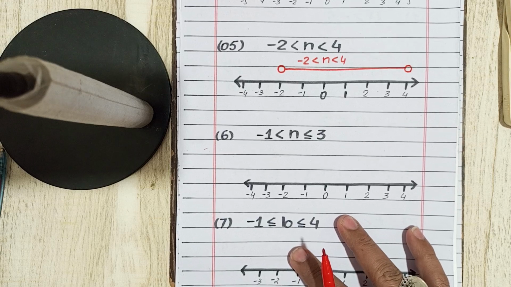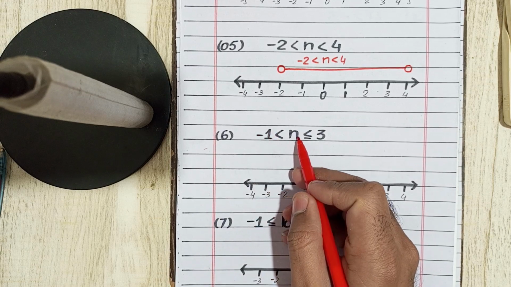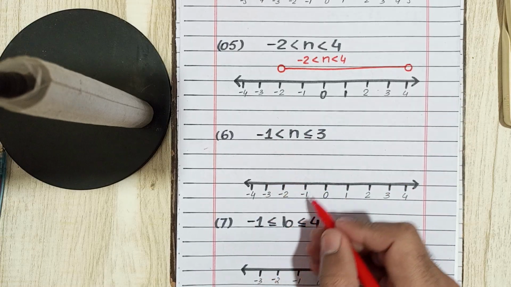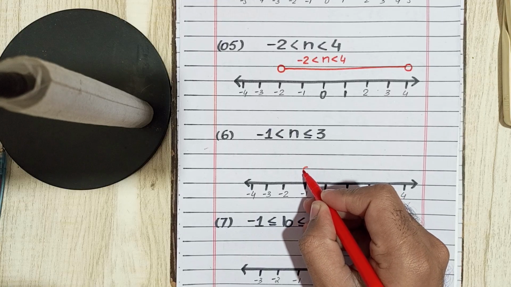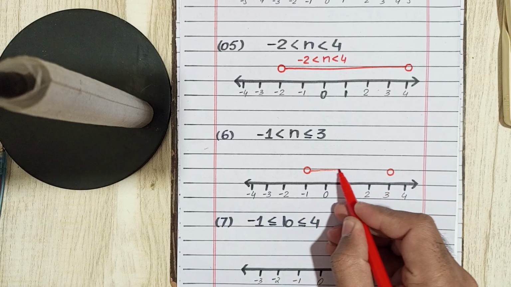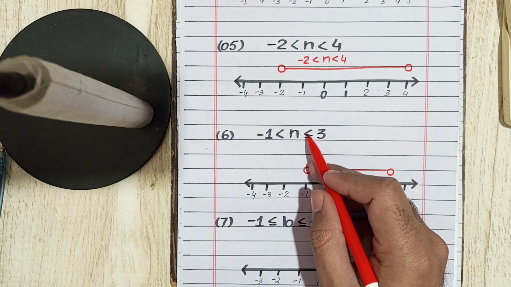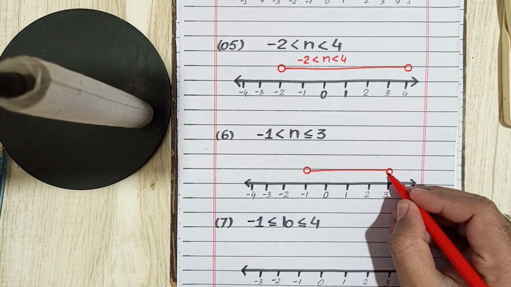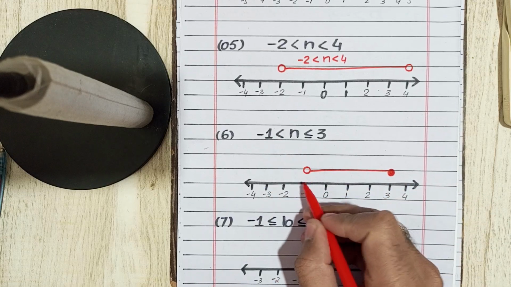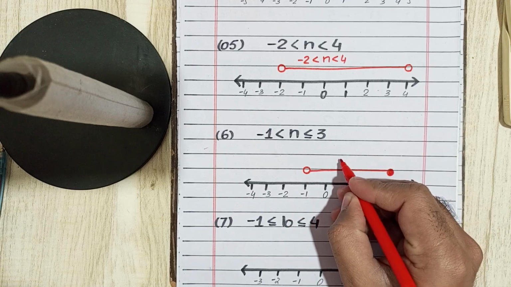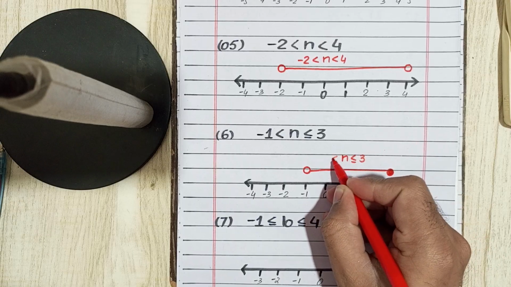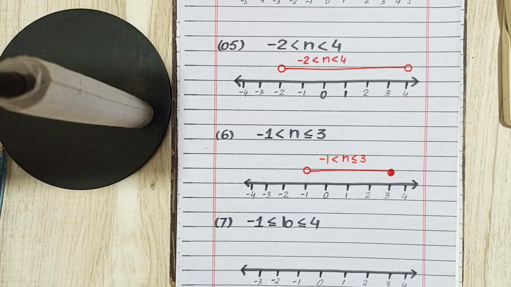Now we have question 6. So in question 6 we have n, minus 1 less than n less than or equal to 3. So here we have a negative 1 and here we have a 3. So we make the circles. Here we have less than or equal to 3, so it means we have a closed circle, and here we have less than minus 1, so here we have an open circle. So this represents n less than or equal to 3 and greater than minus 1. So I hope you got it.